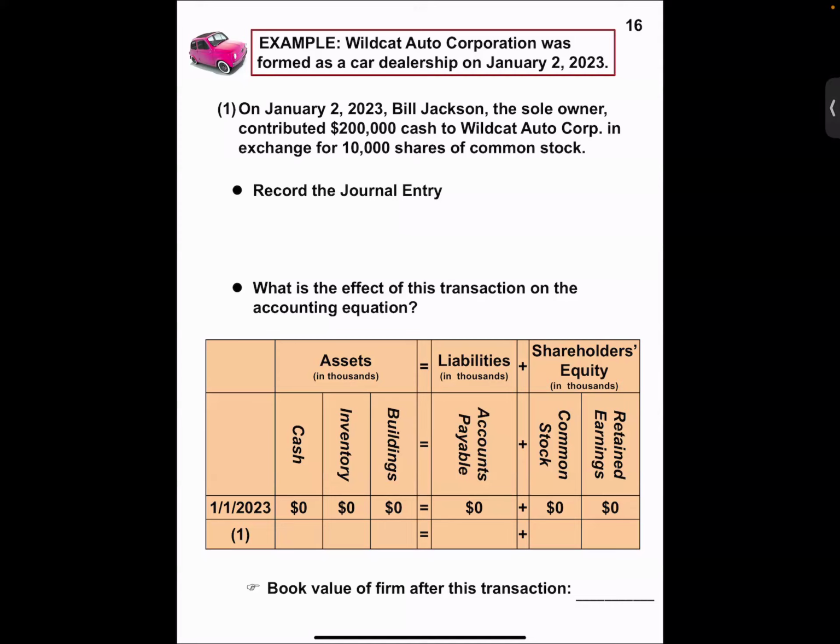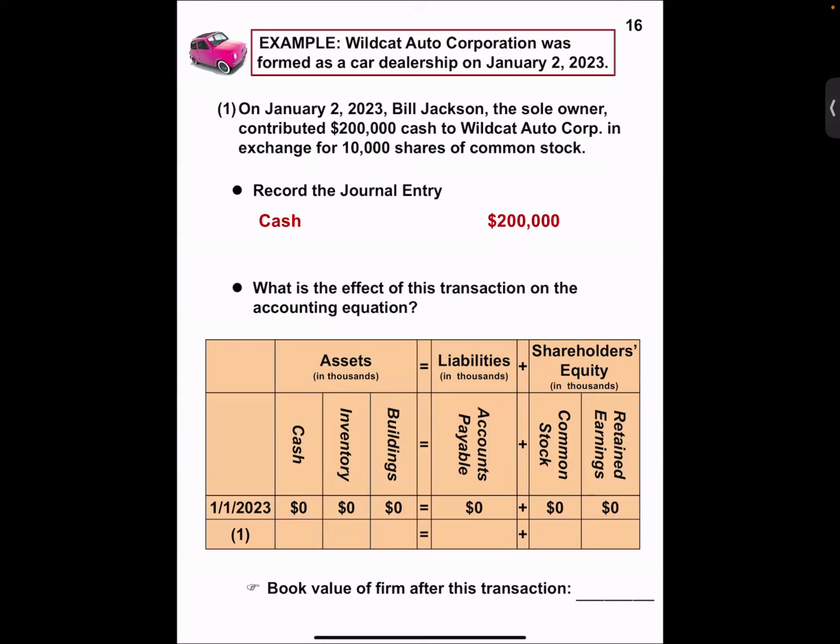Now we'd record this. And again, what accounts were affected? The easy one to think about is cash was affected. From Wildcat Auto's perspective, they just got $200,000 cash, so it increased. Cash is an asset. How do we increase an asset? We debit the account. Okay. So to record this, we would debit cash $200,000, and then we need a credit to this. We need to think about what else happened.